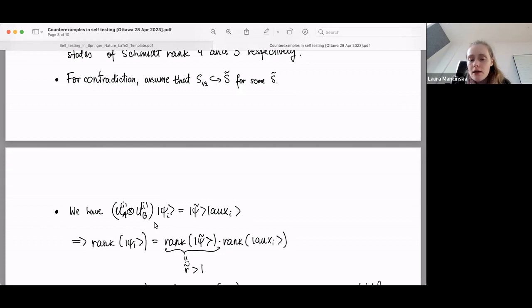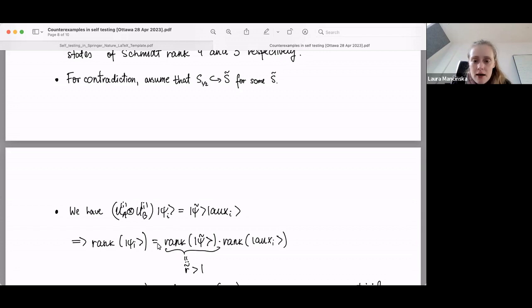of this equation, and I observe that my local unitaries cannot change the Schmidt rank. So that means that the Schmidt rank on the right-hand side is equal to the Schmidt rank of the state psi I. Now, both of these states, the psi tilde and the auxiliary state, they are states between Alice and Bob. And when I'm talking about Schmidt rank, I'm looking at this partition between Alice and Bob. So to get the Schmidt rank on the right-hand side, I just need to take the product of the Schmidt rank of psi tilde times the Schmidt rank of this auxiliary state.